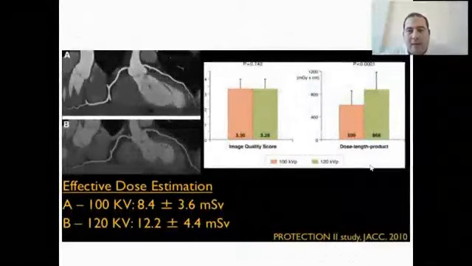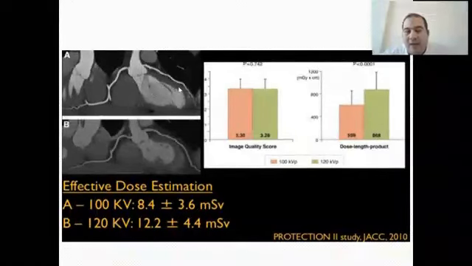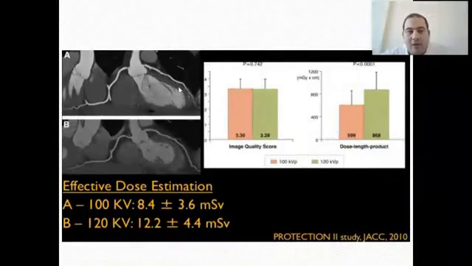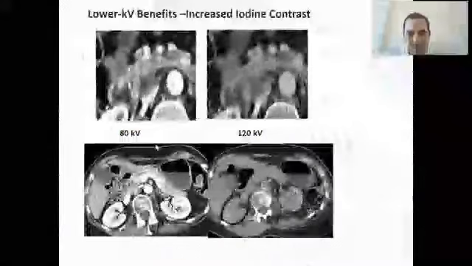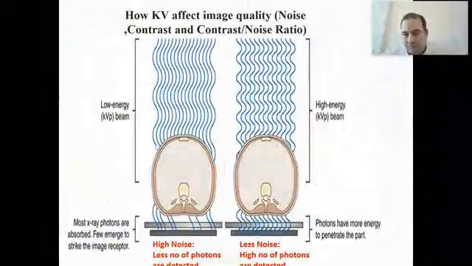You will also find many publications discussing the topic of kV, even in cases of coronary angiography. There is a study here that compares the use of 100 kV and 120 kV, and the difference is very clear. The contrast of the coronary arteries at 100 kV is better than at 120 kV. So, we understand the role that kV plays.